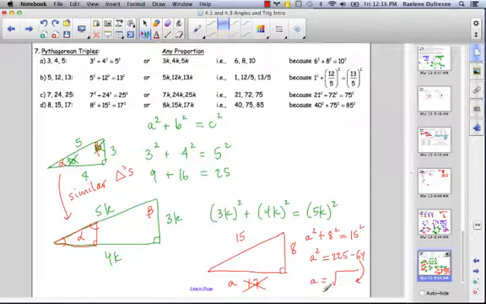This concludes section 4.1 and 4.3 on angle measures and introduction to trigonometry. Please ensure that you've completed the handout and created a list of clarifying questions. That's all for now.